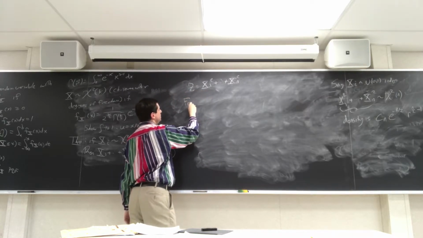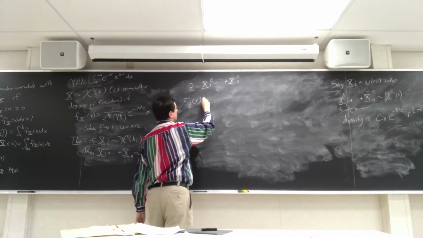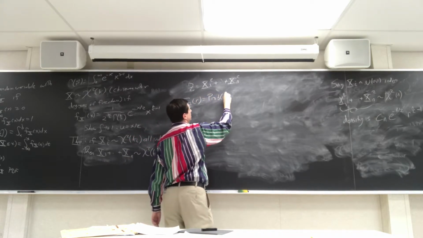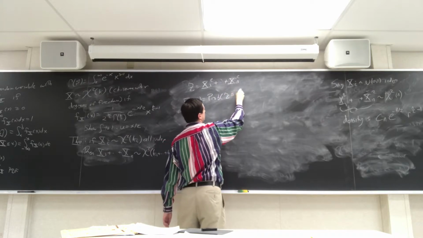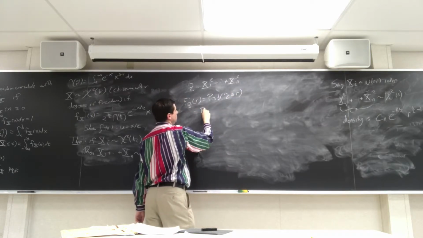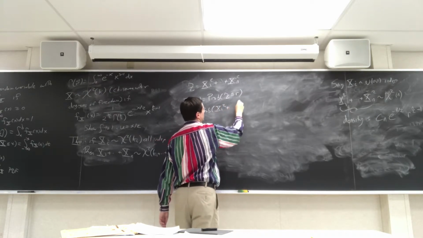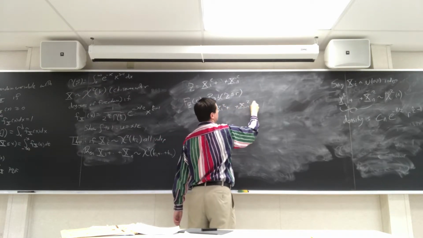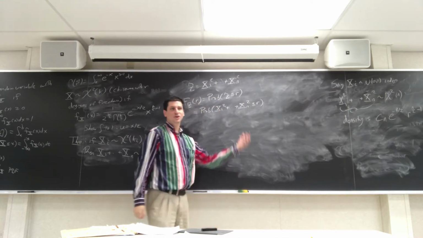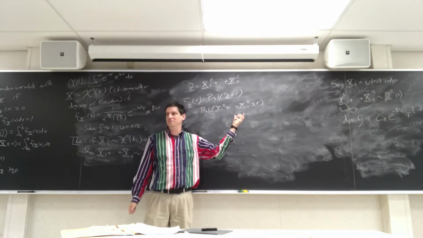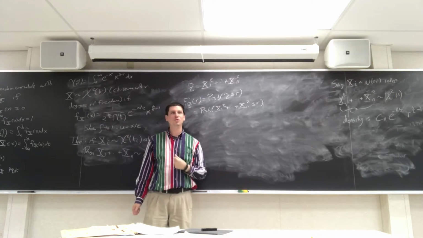So let's look at F_Z of r. This is the probability that Z is at most little r. This is the probability that x1 squared plus ... plus xn squared is at most little r. What is the geometric shape? Yes? Sphere. What coordinate system should you be thinking of?